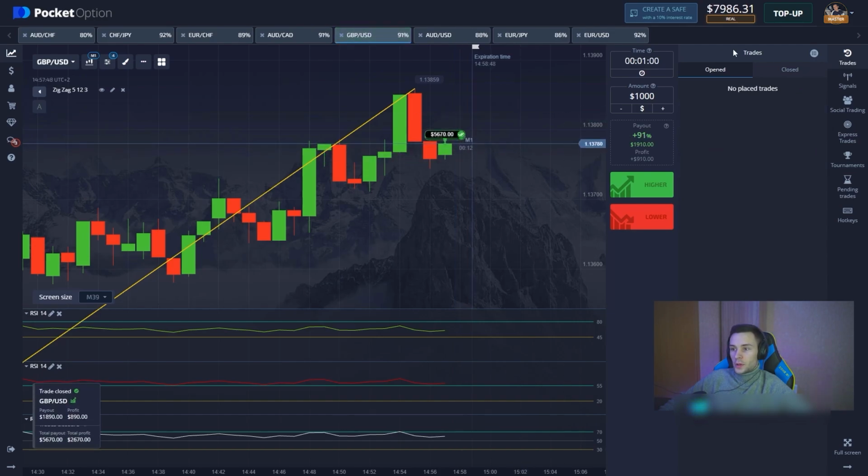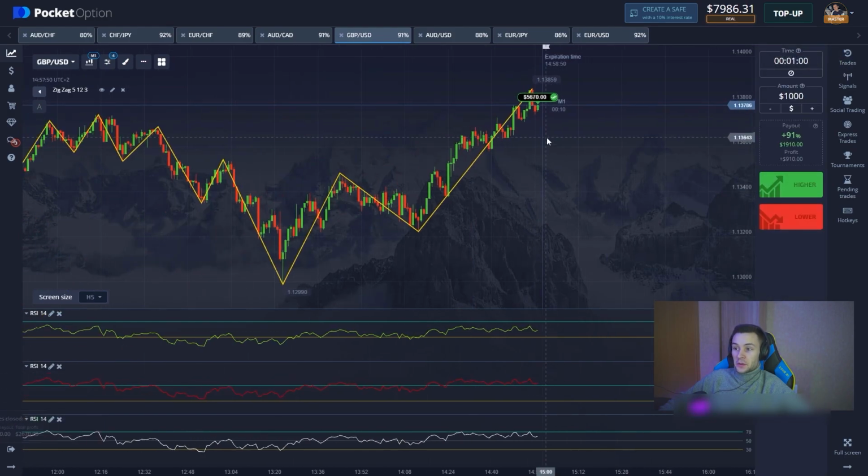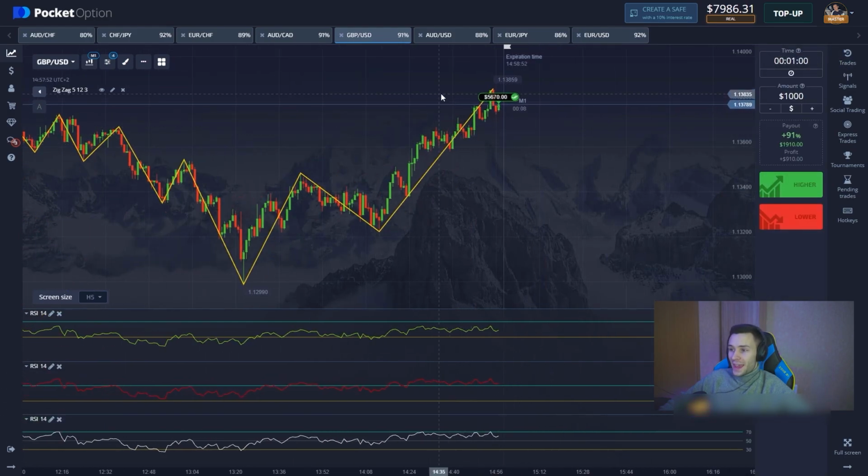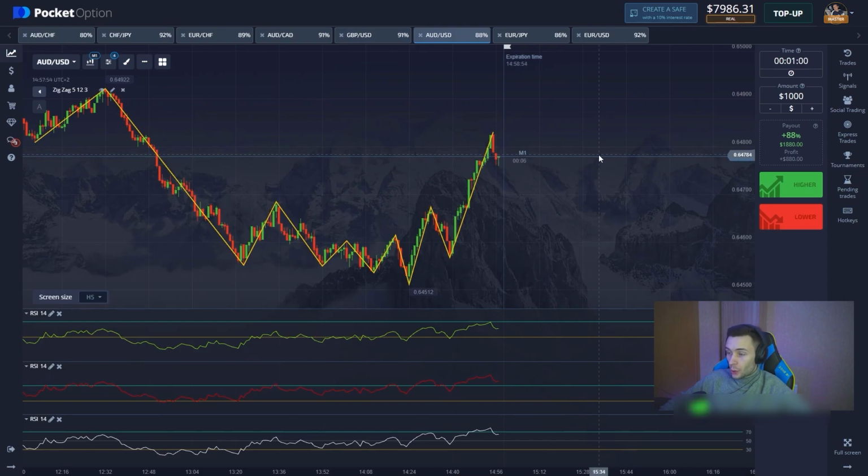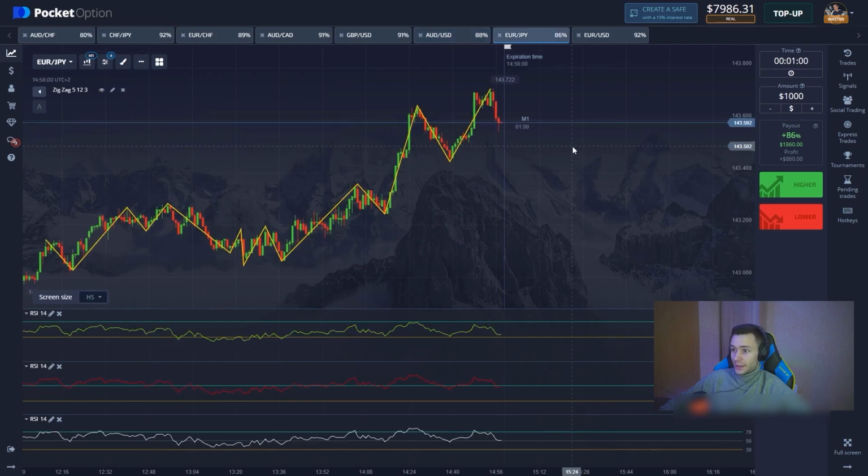And our positions are again in profits. We got almost $8,000 on our balance, and I think we open 7 more positions in order to consolidate our gains for $7,000. And let's find the best currency pair for that.